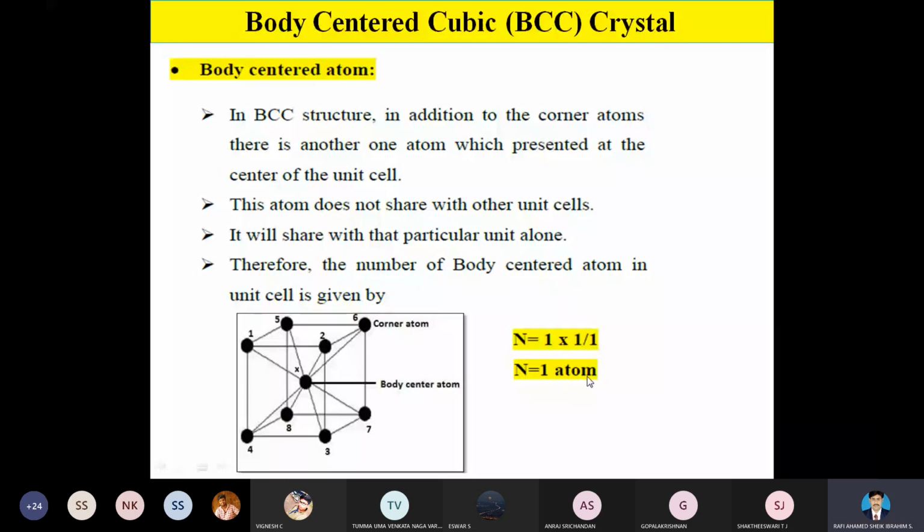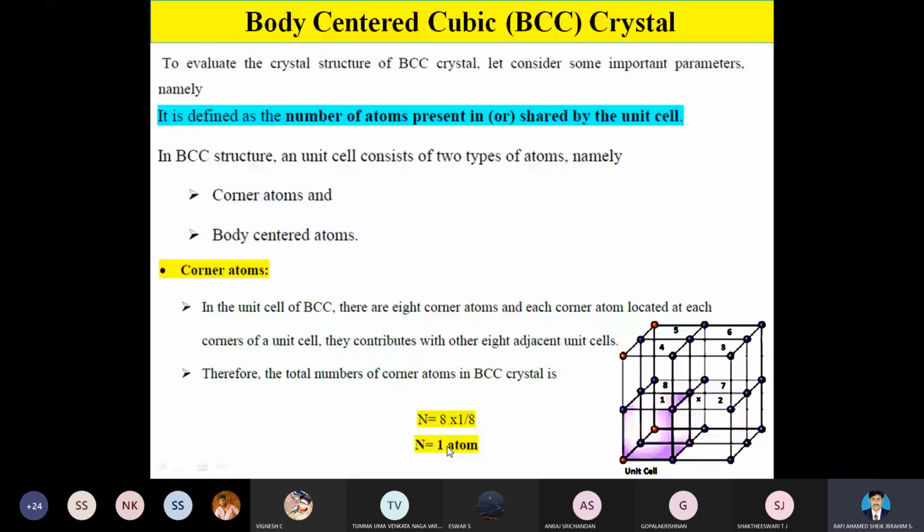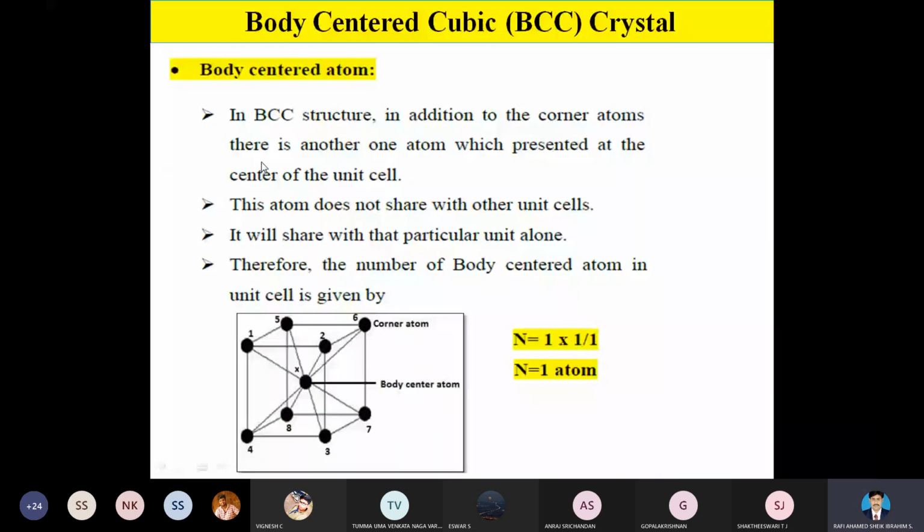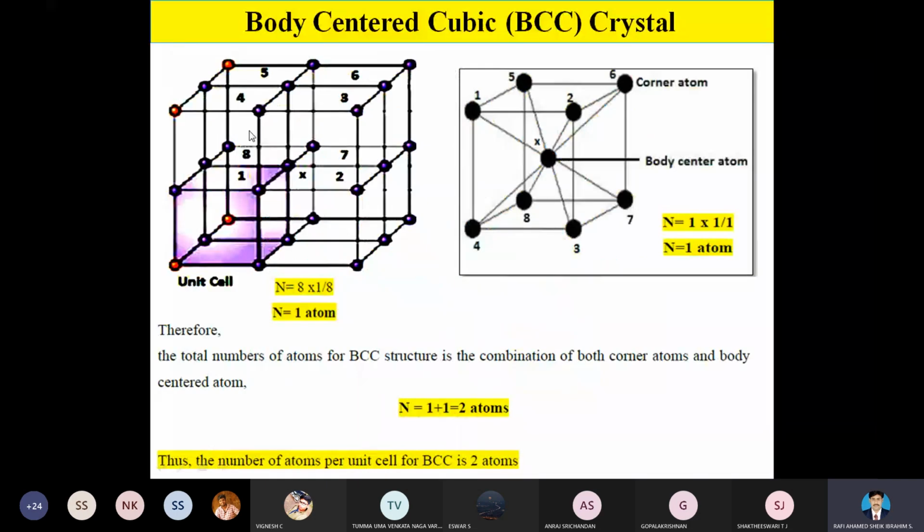So the number of corner atoms per unit cell is 1, and the body centered atom is also 1. Then you have to go for the total. I have taken the corner atom consideration figure in addition to the body centered one. Therefore, the total for the BCC structure is the combination of both the corner atom and the body centered atom. So the first parameter is the number of atoms per unit cell. In the BCC structure, it is due to two contributions: one is the corner atom and the second one is the body centered atom.